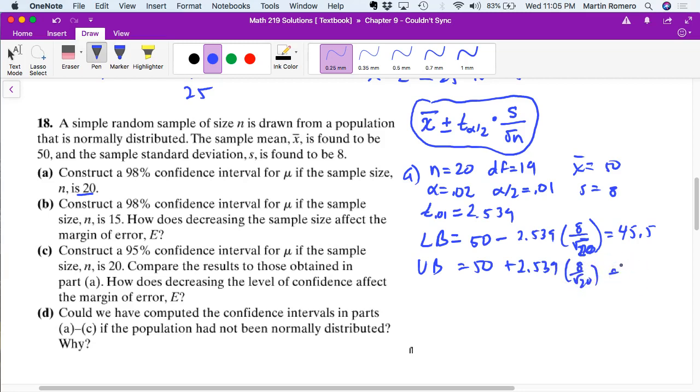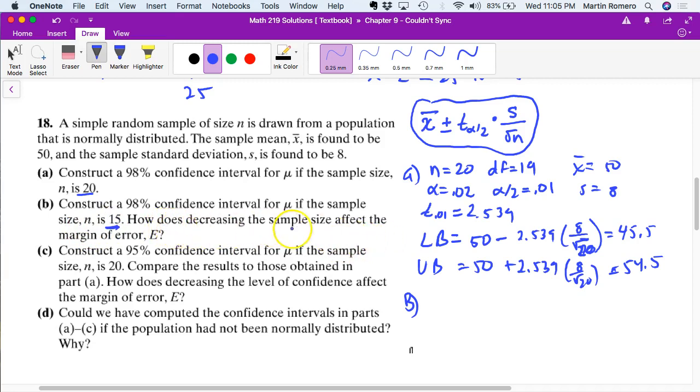Your upper bound should be 54.5. And so those are our values there. That's our confidence interval. We're going to do the same thing for B. Everything's going to be the same. The only thing is we've decreased the sample size to 15.